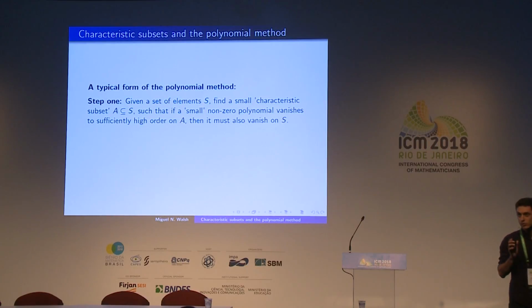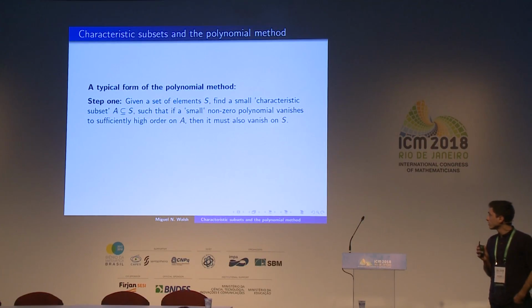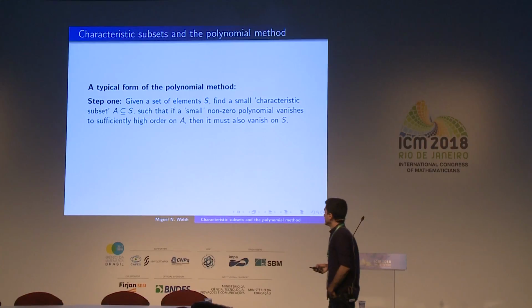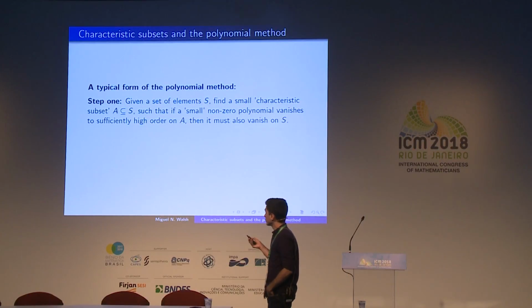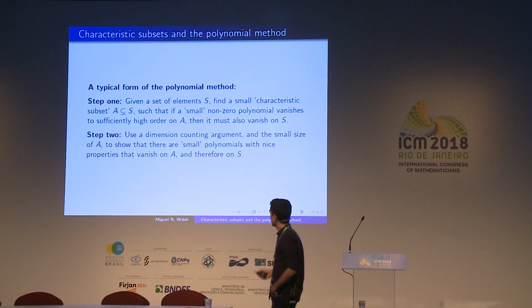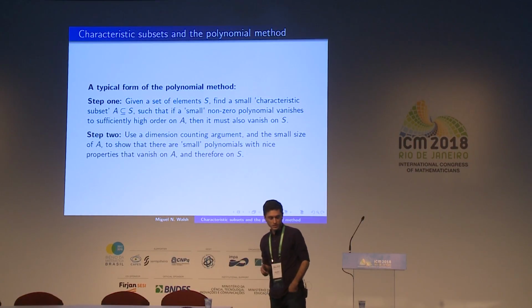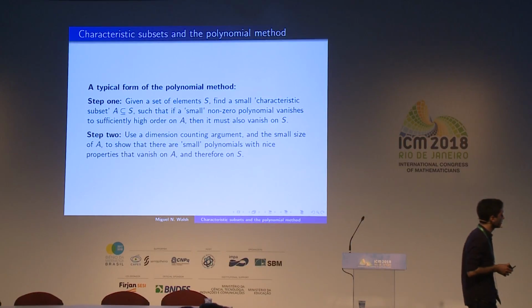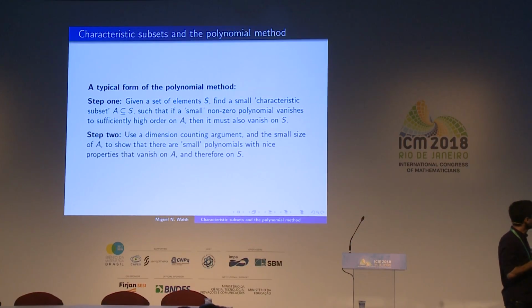So in order to find a polynomial that vanishes on the larger set S, it suffices to do so on the smaller set A, which in this sense controls the algebraic structure of the set. This is the first step. The second one, once we have located this small special subset A, is to use a dimension counting argument to actually find a polynomial vanishing on A. So use a dimension counting argument and the small size of A to show that there are small polynomials with nice properties that vanish on A and therefore on S.